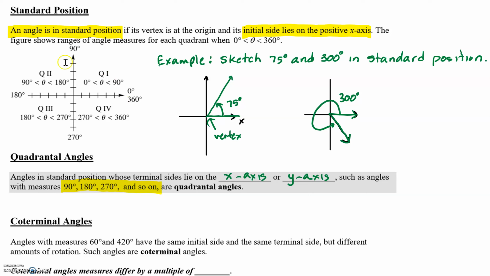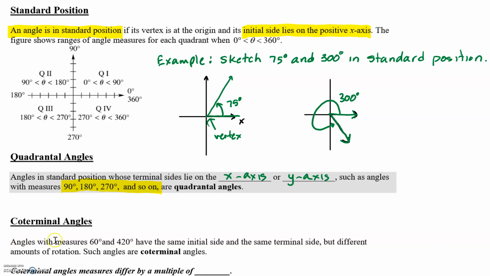It actually goes on. If you add 90 degrees again, you can call that 450. 360 plus 90 is 450. So this angle right here, this 90 degrees, can be considered 90 degrees or 450 degrees, just like the x-axis can be considered 0 degrees or 360 degrees. And that brings us to coterminal angles.